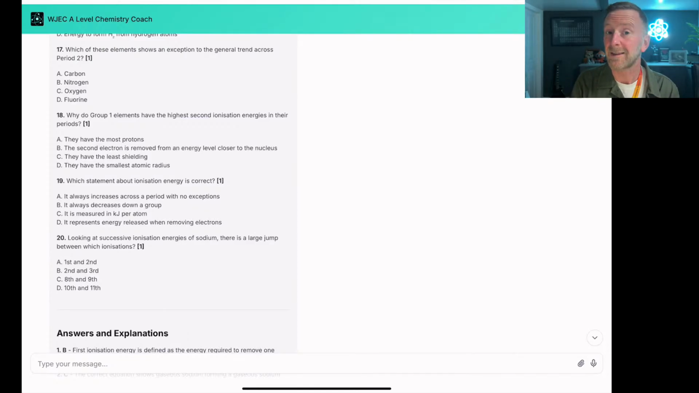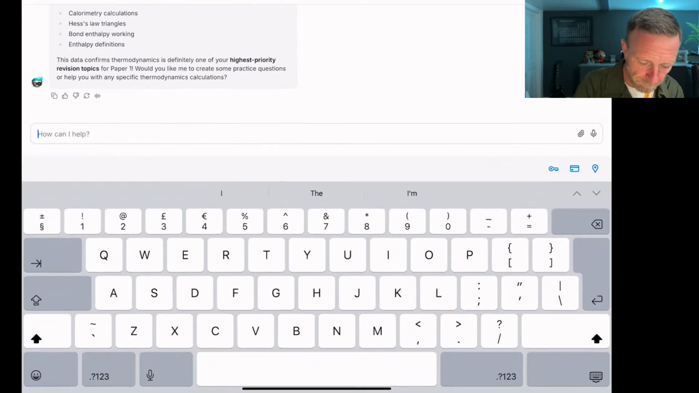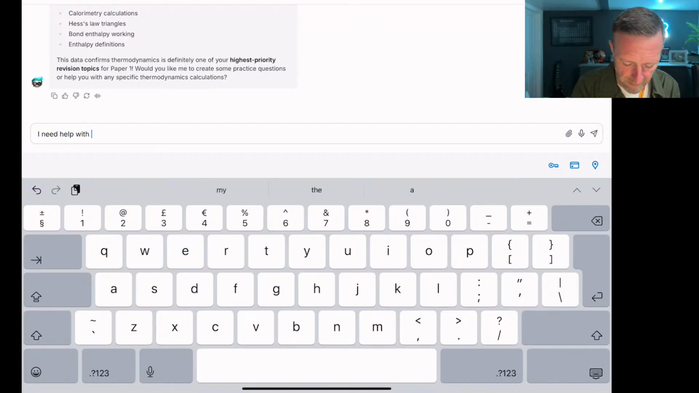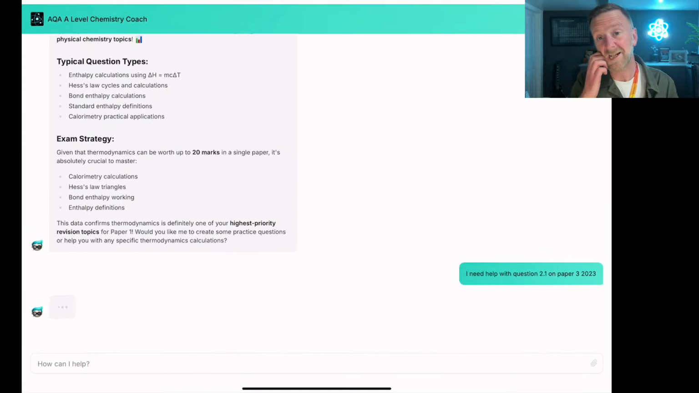But actually, that is something else you can do with this as well. Okay, so let's go back to AQA for this one. Let's say I need help with question 2.1 on paper 3, 2023. Okay, so actually, to be honest, I don't know what that question is, okay? But it does, all right?